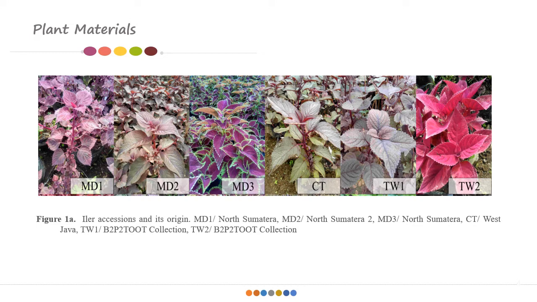Accessions of Iler were collected from different locations, Java, Sumatra, and Papua, including Iler cultivated in Tawangmangu. Those Iler accessions have variation in leaf morphology, including leaf shape, leaf color, leaf margin, and flower color. Figure 1a shows Iler accessions collected from Medan, Sumatra, with the code MD1 to MD3, and TW1 and TW2 from Tawangmangu.